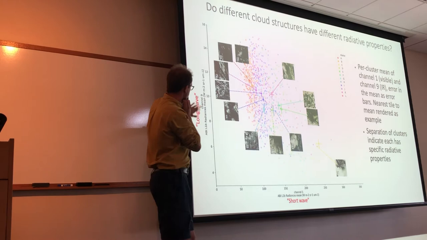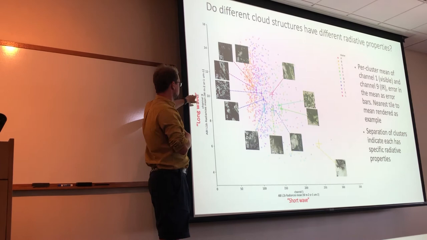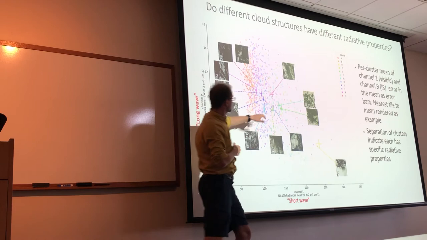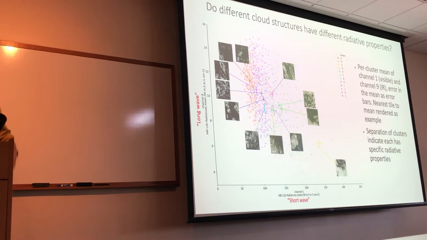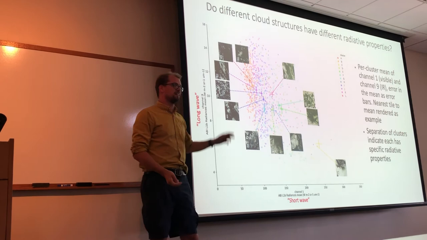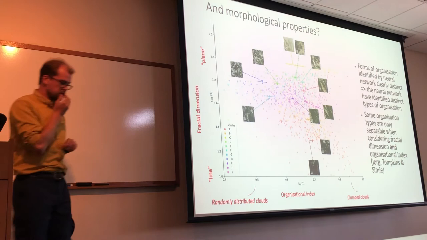And I should say, this wasn't an input. This didn't go into the training. Channel 9 is not in the visible range, so it didn't go into making these images. And it's still got some separation in that direction. But again, you could explain this. Possibly this is simply just cloud cover. I could have just calculated the mean amount of cloud in every tile, and there's no point in training this huge neural network to give me that answer.